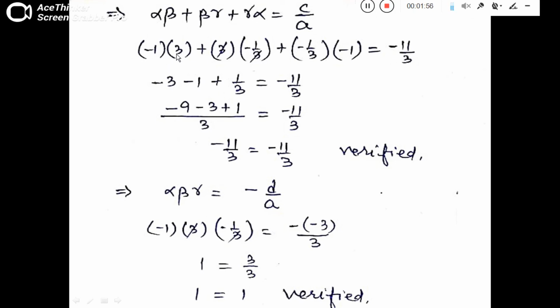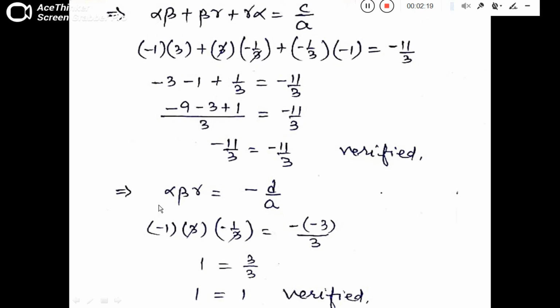Now minus 1 into 3 is minus 3. 3 is cancelled, minus 1 plus 1 upon 3 equals minus 11 upon 3. Now let us solve it. You will get minus 12 plus 1, that is minus 11 upon 3. Both the sides are equal, therefore it is verified.